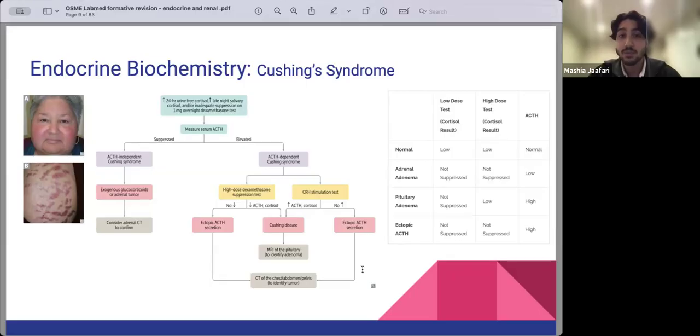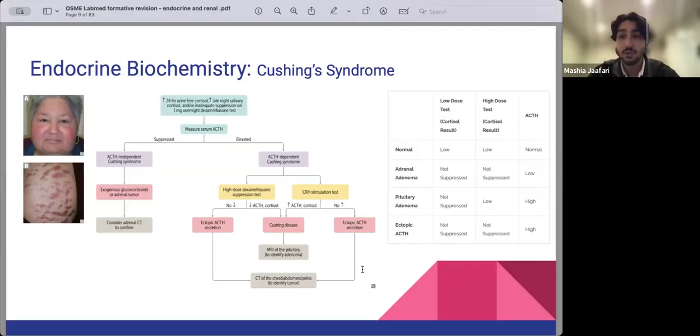Well, the first thing we do is we measure serum ACTH. And so this tells us whether it's a problem with the pituitary making too much ACTH, like Cushing's disease, where you have the pituitary making too much ACTH, and that is causing your high cortisol, or is it a problem in the adrenal gland?